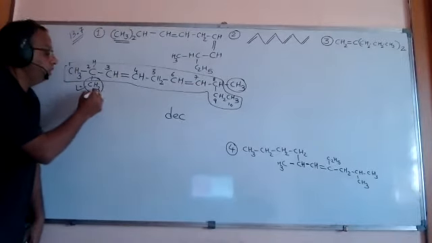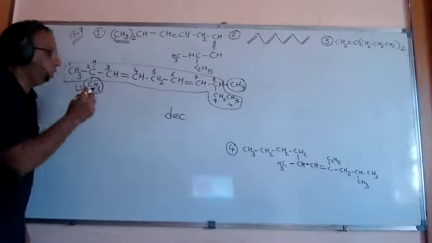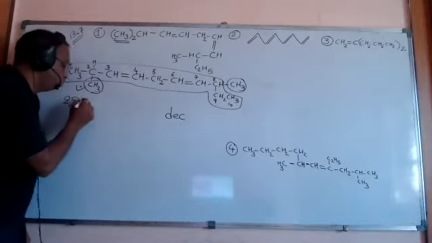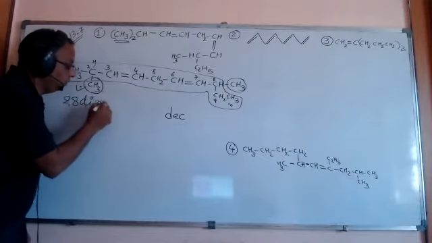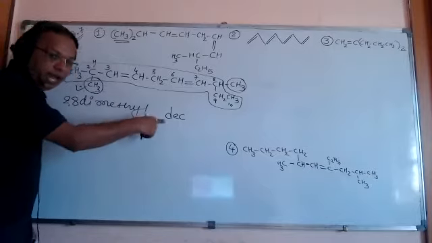What is present in the branch? In the branch, CH3 is present. That's why it is called methyl. So we should write 2, 8, two times, so we should write di. Then friends, methyl. So 2,8-dimethyl dec.